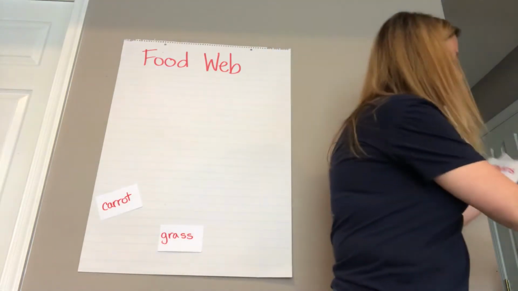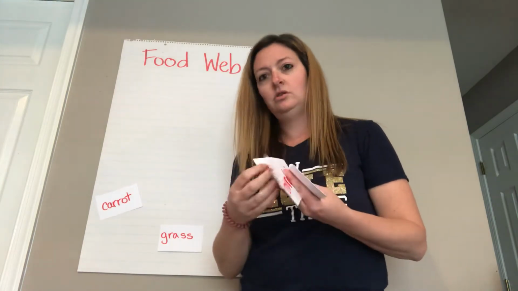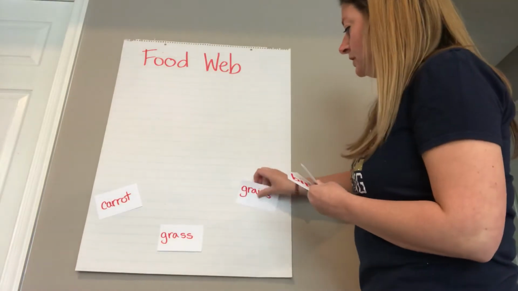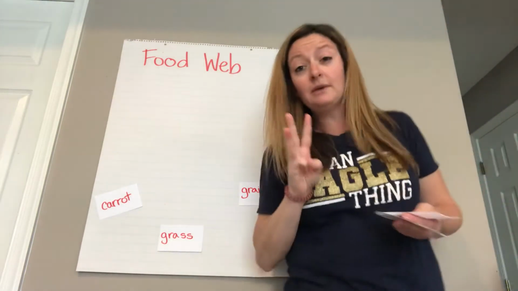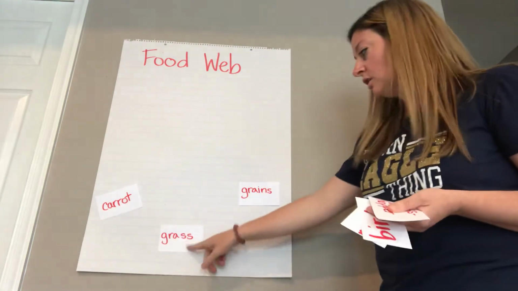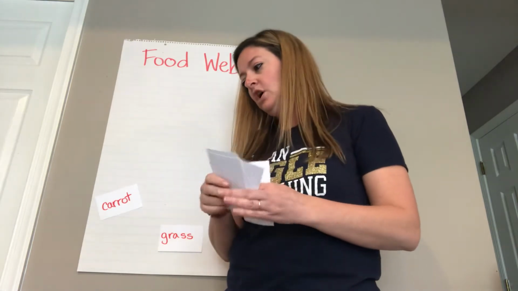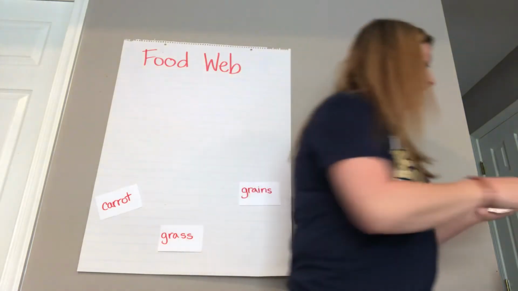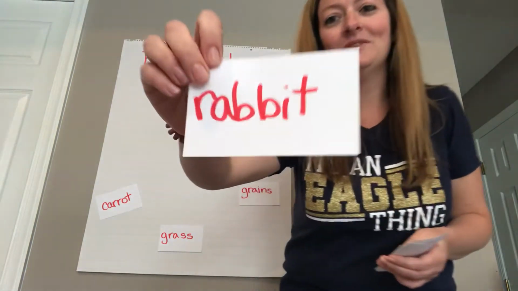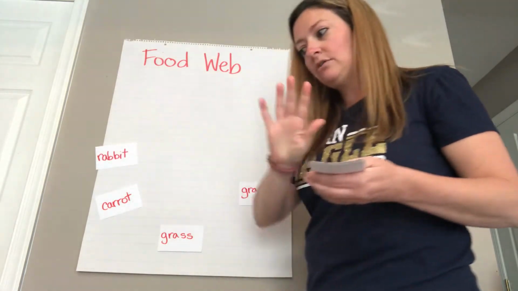And then there was actually one more producer in this mix. Should have been the grains. And we'll put them over here. Okay, so far we have our 3 producers in our food web. We have carrot, grass, and grains. All right, out of the animals that I gave you, what do you think would eat that carrot? Rabbit. Excellent, boys and girls. We're going to put this here. I'm going to save my arrows for the end.